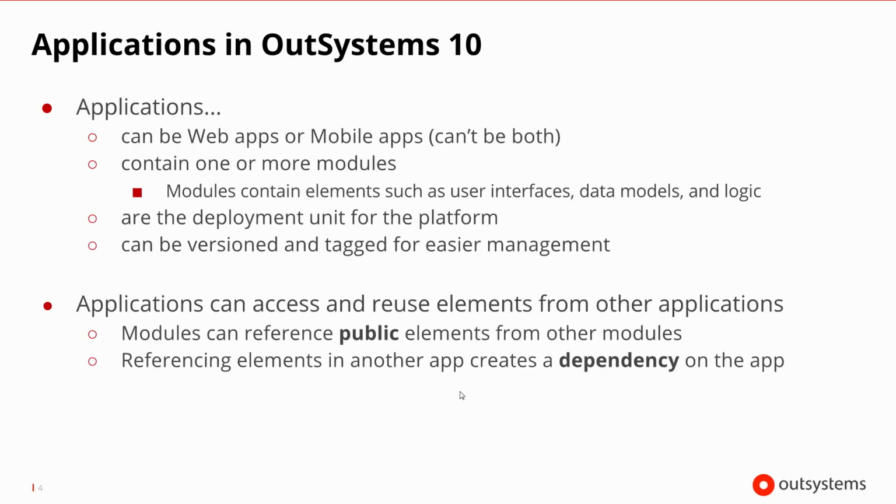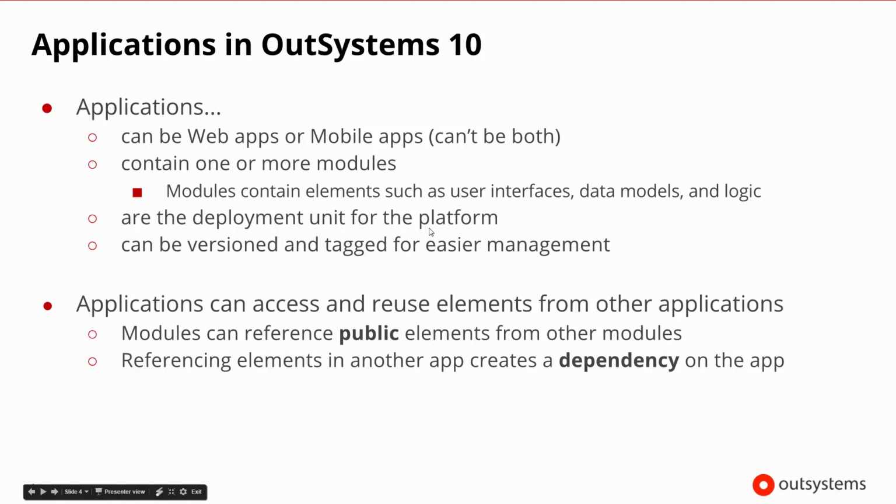So inside of OutSystems 10, applications can either be web applications or mobile apps, but they can't be both. So you have to choose one or the other because the interaction patterns for each are a little bit different. These applications are allowed to contain one or more modules, and the modules themselves contain elements, and the elements could be something as simple as entities and part of a data model, logic and different types of actions and methods, as well as user interface elements.